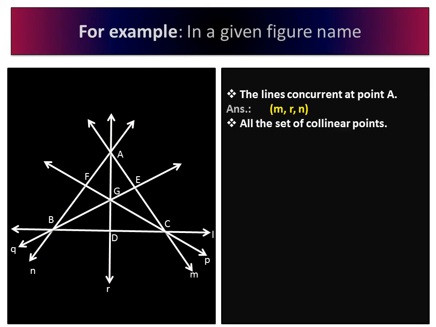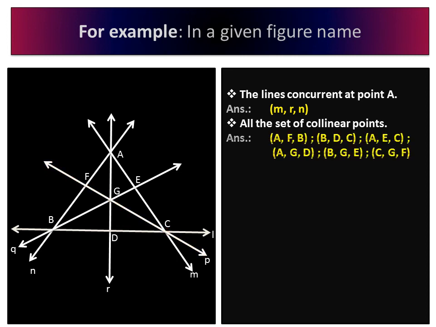The next question. In a given figure, name all the sets of collinear points. Let's recall collinear points. Three or more points in a plane which lie on the same line are called collinear points. So the answer is points AFB, points BDC, points AEC, points AGD, points BGE and points CGF.